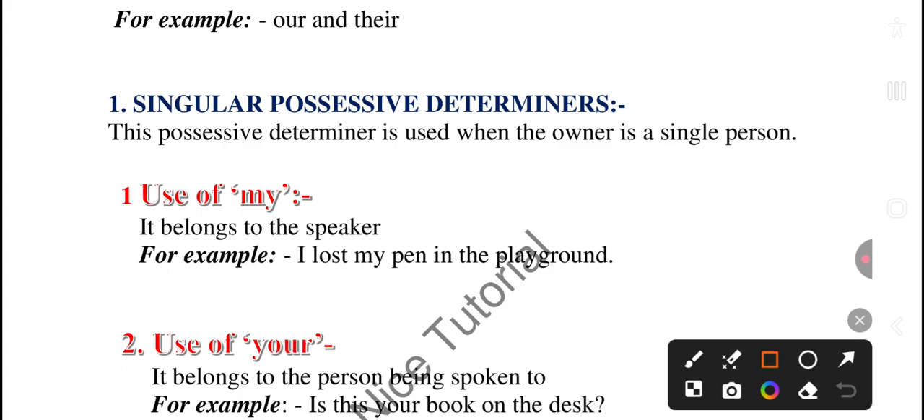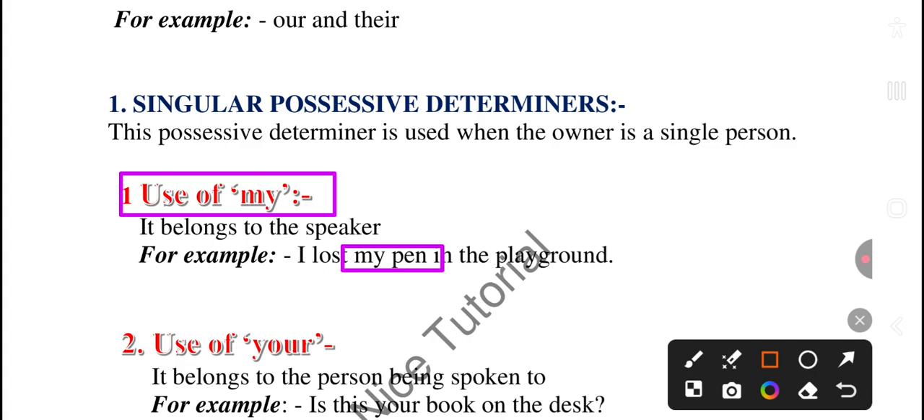First one is use of my. It belongs to the speaker. For example, I lost my pen in the playground. Here, my is acting as a possessive determiner and pen is acting as a noun, because a possessive determiner always comes before the noun.